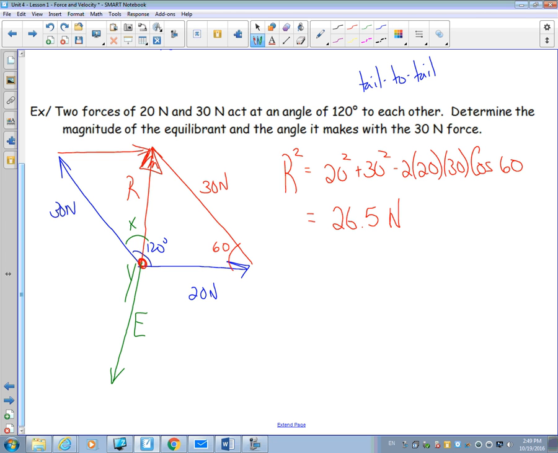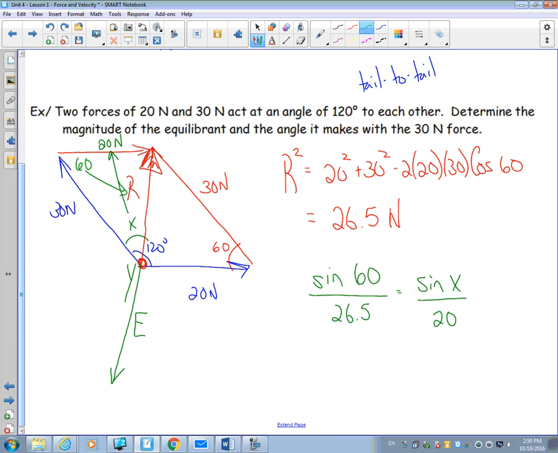If I want to find the angle that the resultant makes with the 30 Newton force, keeping in the back of our minds that I need that to figure out the angle for the equilibriant, I need to use the sine law. So what can I match up? Well, I know that 60, remember this is 60 up here also, will match with r. We just figured that out, 26.5. The sine of x will match with 20. It's the same vector at the top as it is at the bottom.